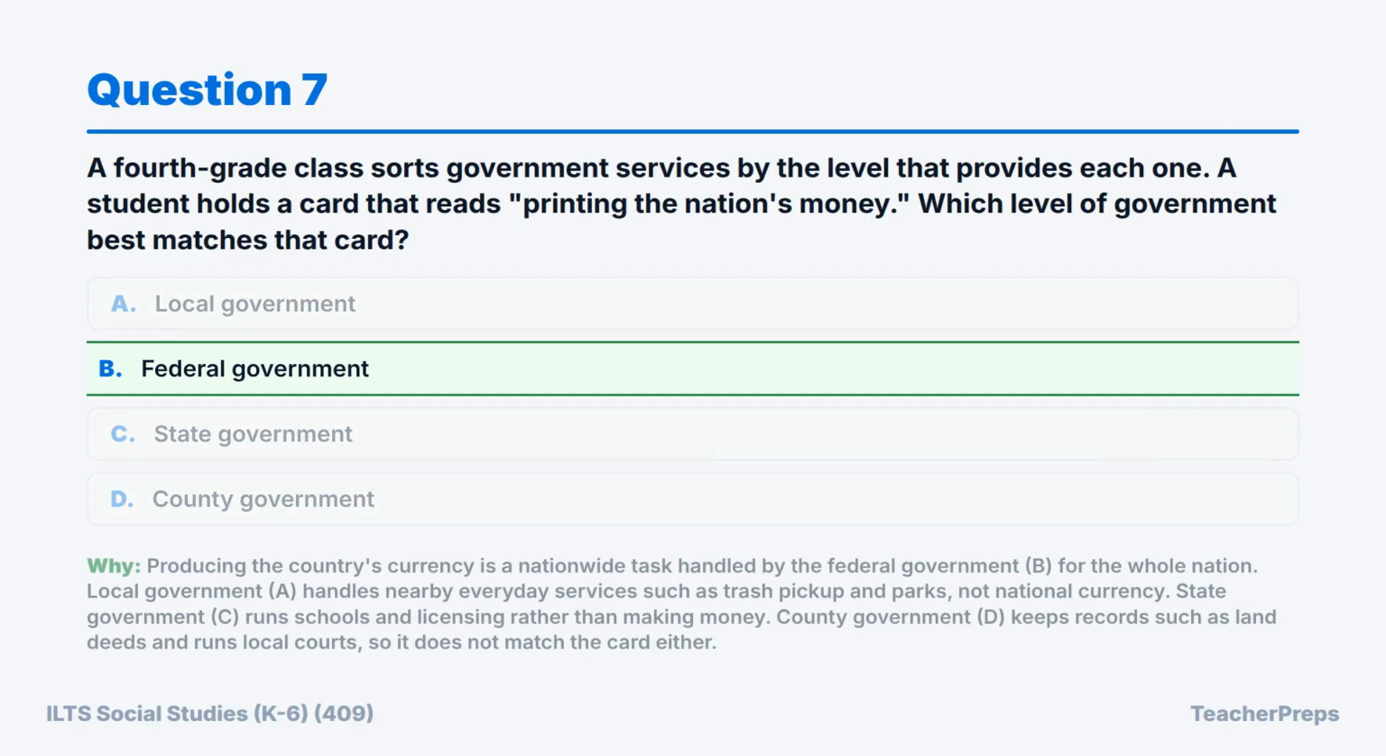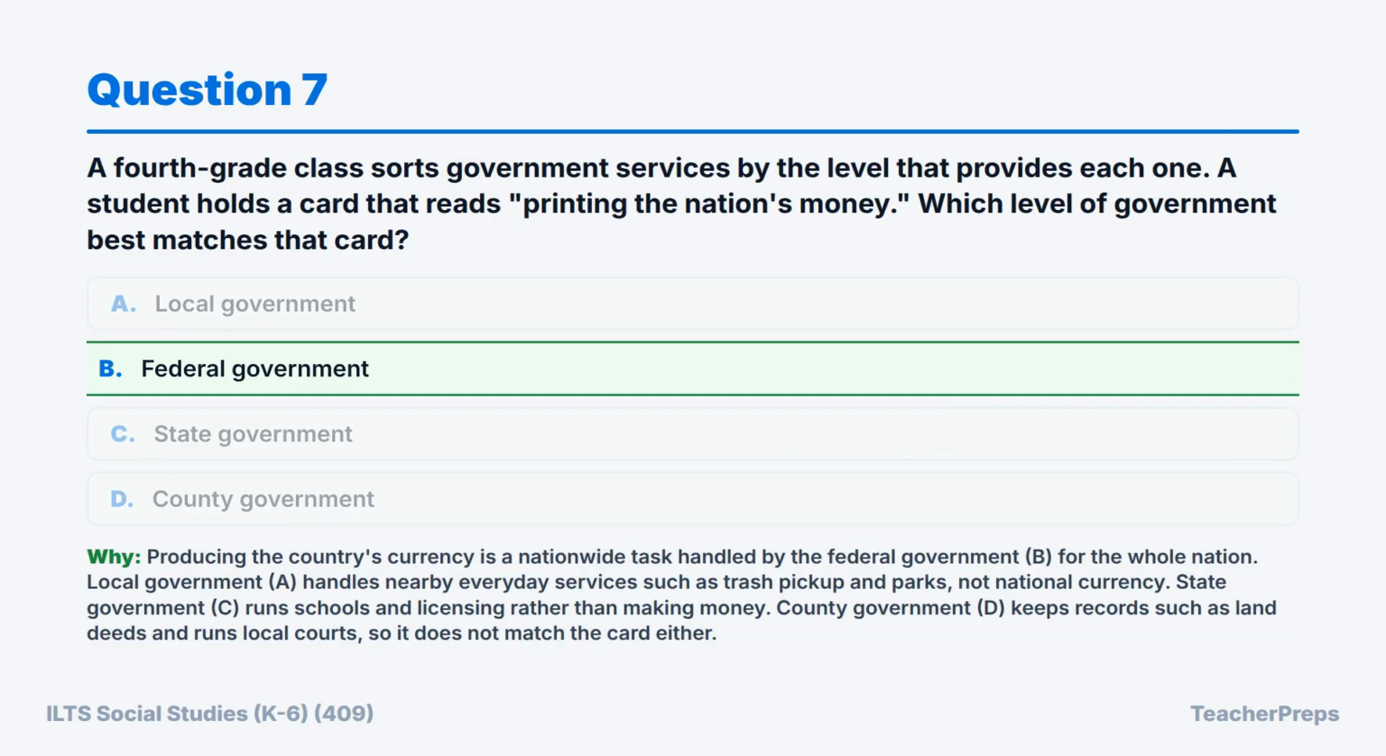The correct answer is B, federal government. Producing the country's currency is a nationwide task handled by the federal government. B, for the whole nation.